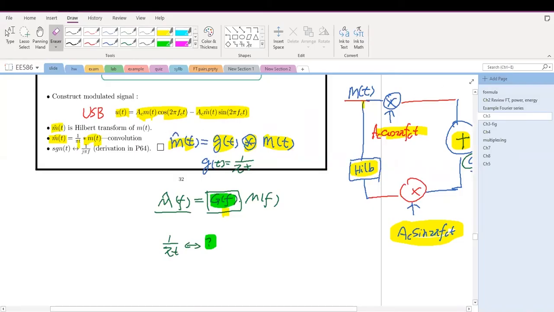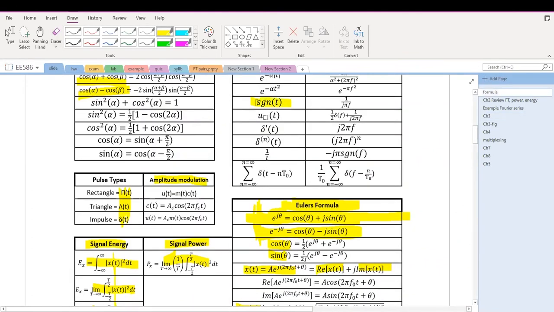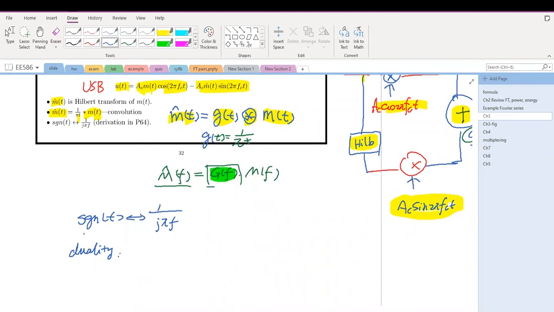We know that if we have convolution in the time domain, we will have a product in the frequency domain. That's exactly here. So we need to obtain the Fourier transform of g of t. G of t is 1 over pi t. So we really need to find the Fourier transform of 1 over pi t. Let's look at one popular Fourier transform pair. We want to use this Fourier transform pair. Now I write it here: the Fourier transform of sgn t is 1 over j pi f.